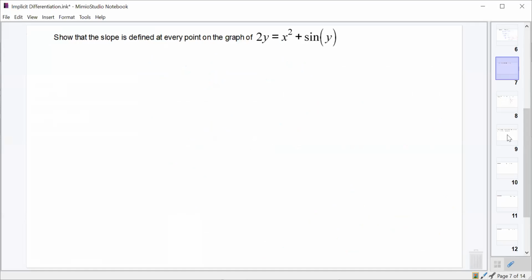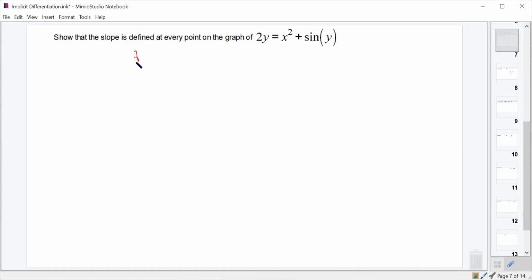All right. Let's do another nice little easy one of these. These are going to get a lot more difficult eventually, but we're starting off with ones that aren't too terrible. So 2y equals x squared plus sine y. We want to show that the slope is defined at every point on this graph. That means there are no places where this is undefined, no vertical tangent lines, basically.